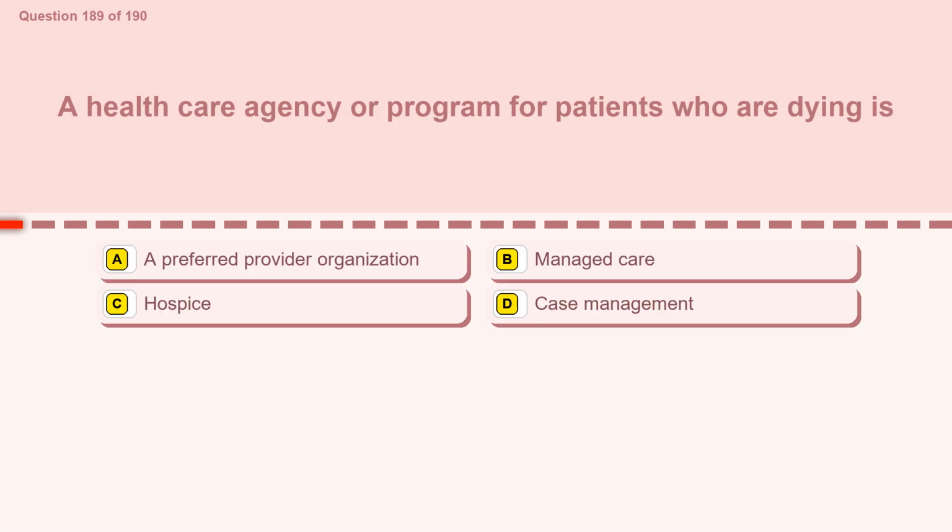Question 189. A healthcare agency or program for patients who are dying is Option A, a preferred provider organization. Option B, managed care. Option C, hospice. Option D, case management.